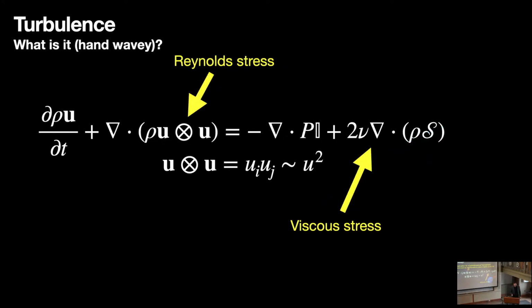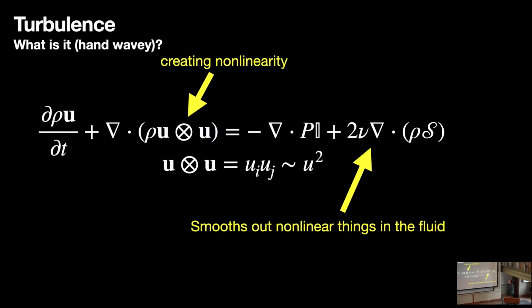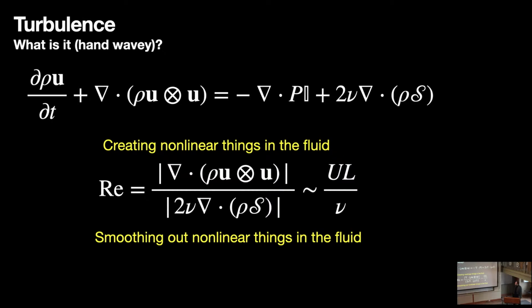Really what I want to get at is that there are 2 interesting things here. There's this thing, which is like a u squared. So this is nonlinear. And there's this thing, which is the viscosity. The way to think about these 2 interacting forces is that this one creates nonlinear structures and this one smooths out nonlinear structures. So we can just take the ratio of these 2 things and we get something called the Reynolds number. The Reynolds number really is the ratio between how much I can create nonlinear things in the fluid versus how much I can smooth nonlinear things out in the fluid.